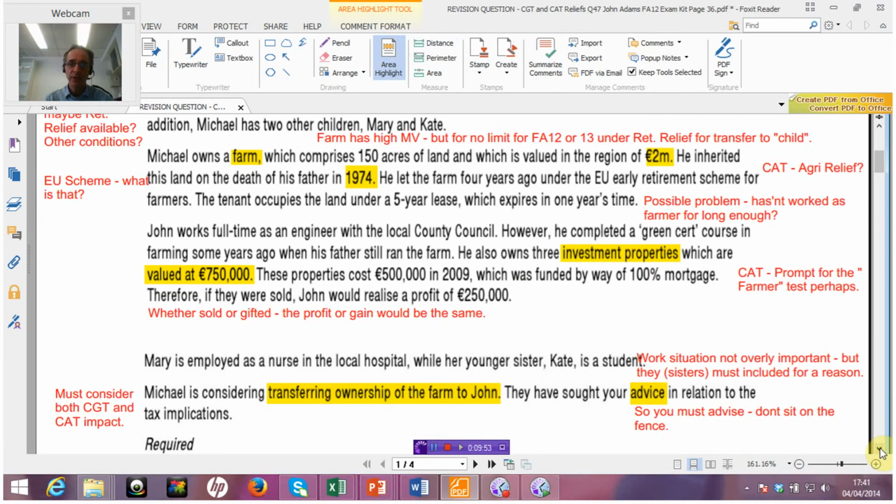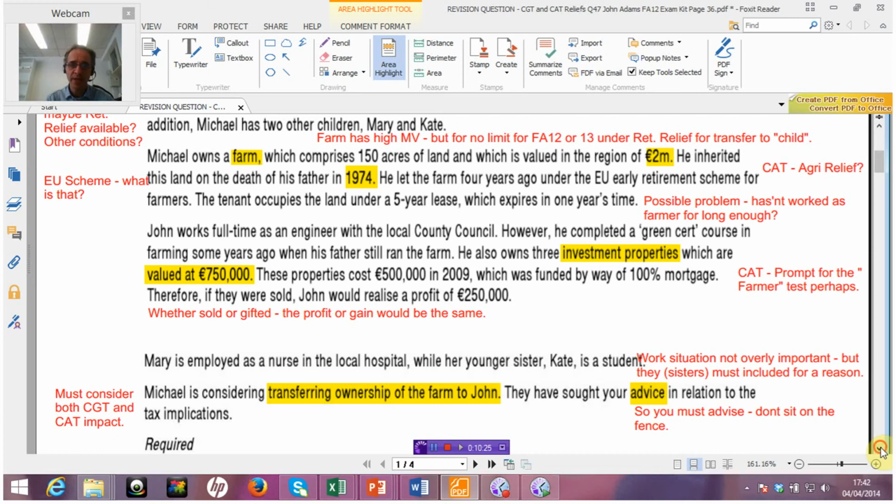Next line here just relates to the status of John's sisters. I can't see that their actual status is that important. I think the key thing is that they exist. So again, it's very rare that your examiner, John Morrison, gives you information for no reason at all. So it may well be that he's suggesting to you that you could use Mary or Kate in some way, perhaps as a get out in relation to one or the other of the reliefs.